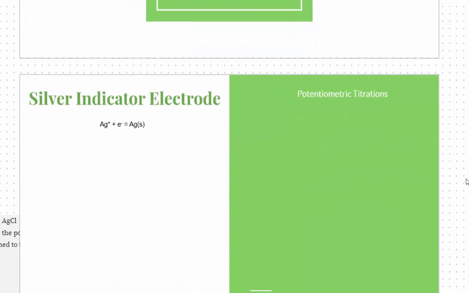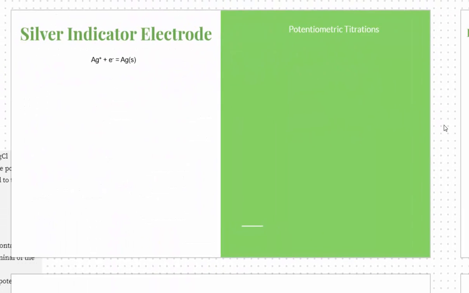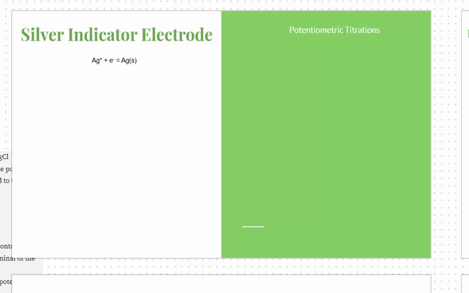Electrode measurements. So we have several different standard electrodes. We have the standard hydrogen electrode that has a standard reduction potential of 0 volts. We have the standard calomel electrode that has a potential of 0.241 volts. But then we also have indicator electrodes.